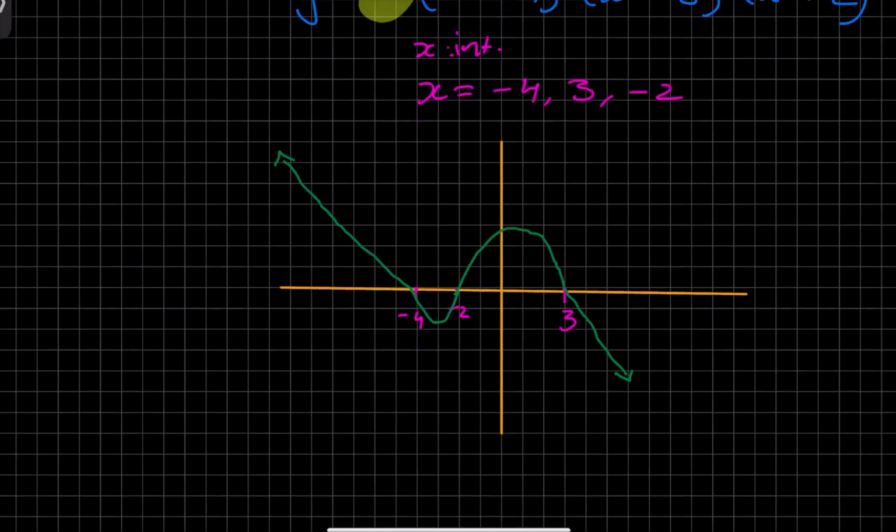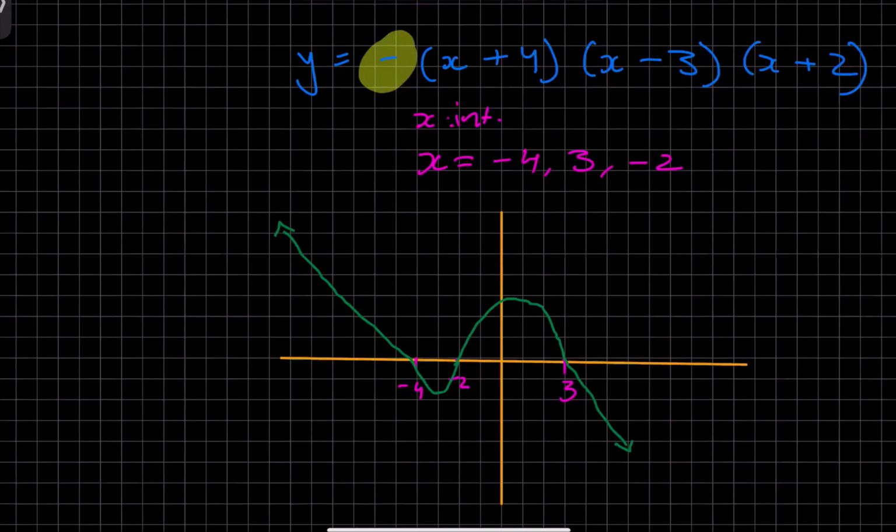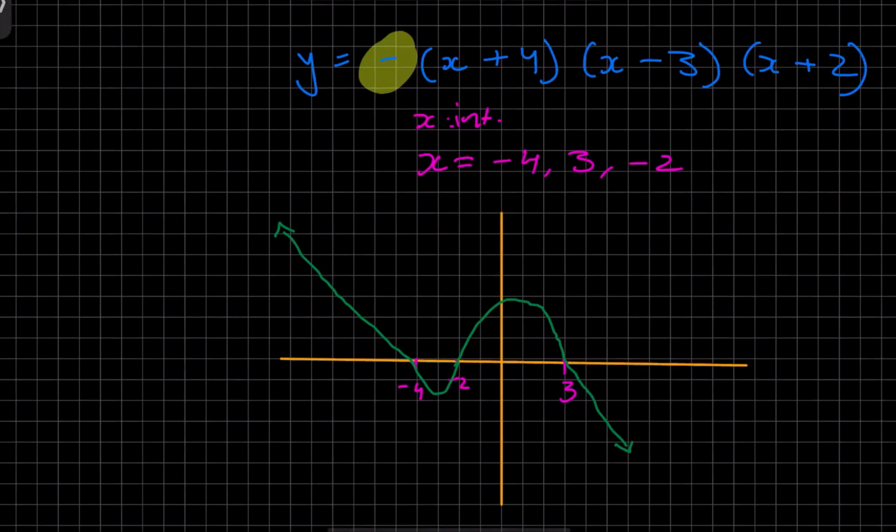Now, hopefully this gave a bit of an overview on how to graph some simple factorized polynomial graphs, specifically cubic graphs. Please let me know if you have any questions. Otherwise, I will see you next time.